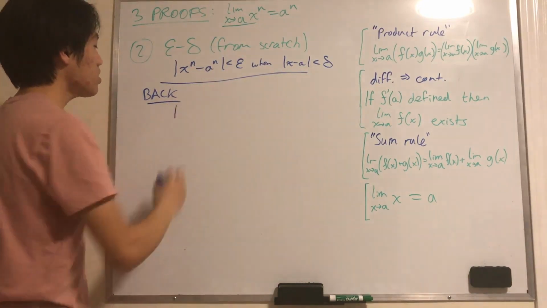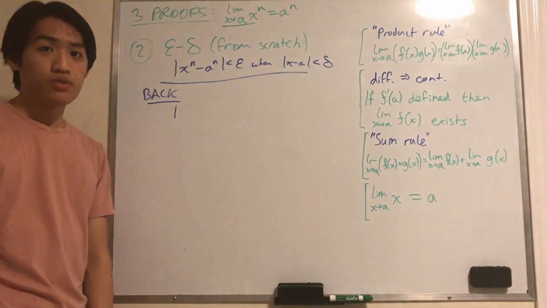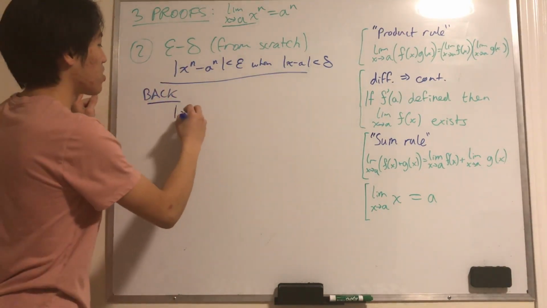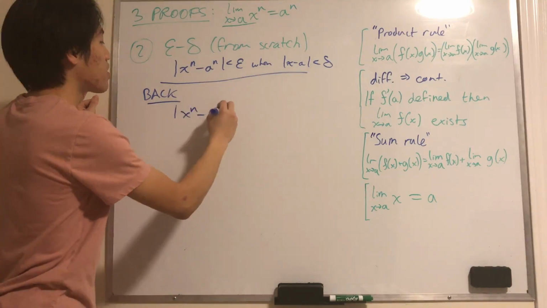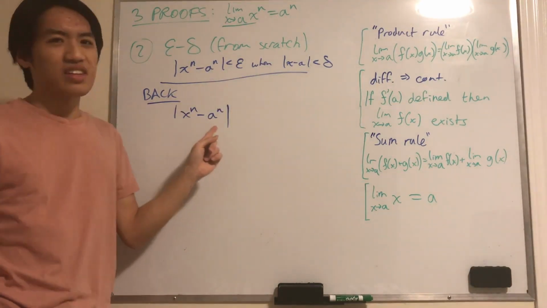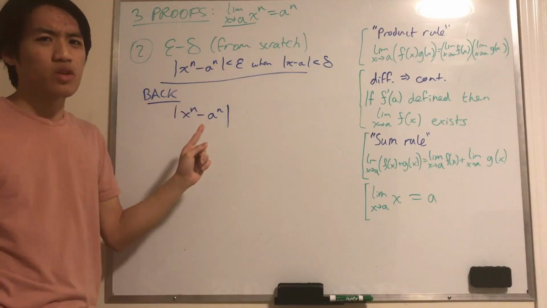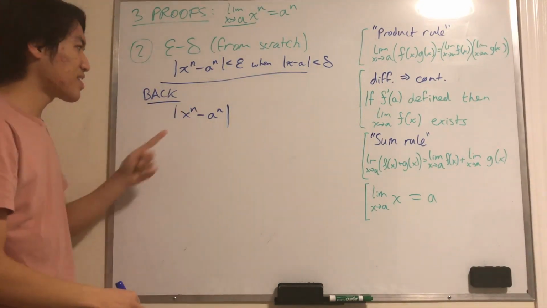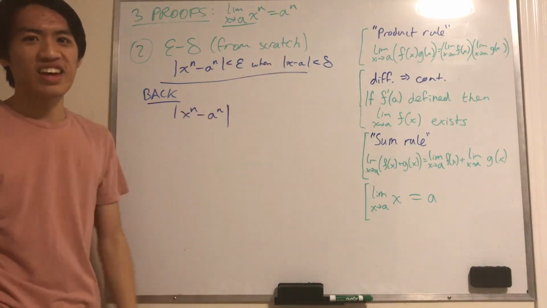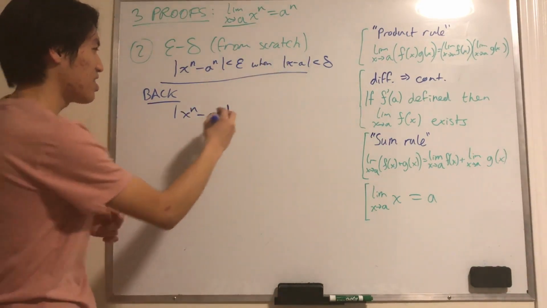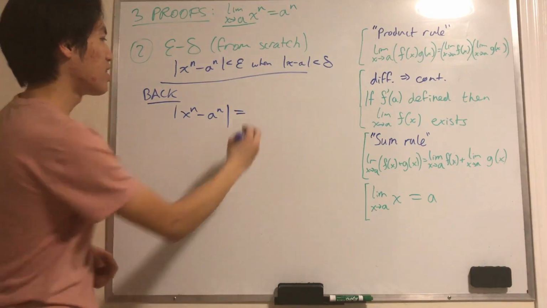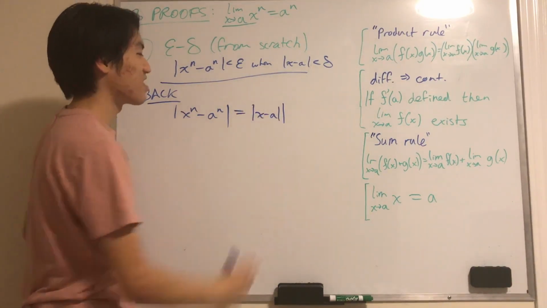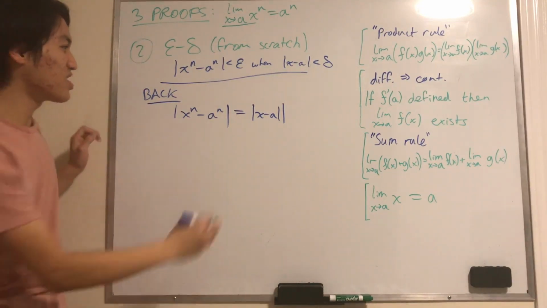So if you're familiar with epsilon delta proofs for limits, especially for polynomials, you'll remember that when we see something like x squared minus a squared, we'd probably factor it into x minus a times x plus a. And that's nice because it produces an x minus a. So why don't we do the same thing here? This is nothing more than the absolute value of x minus a.